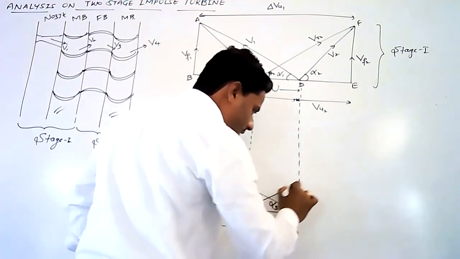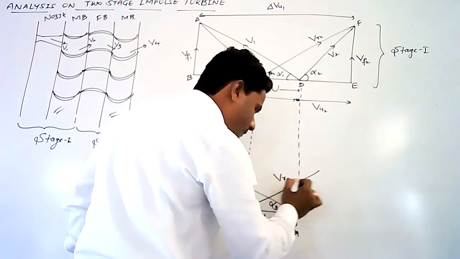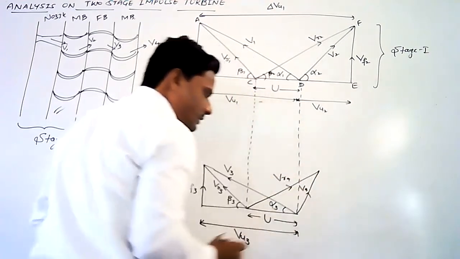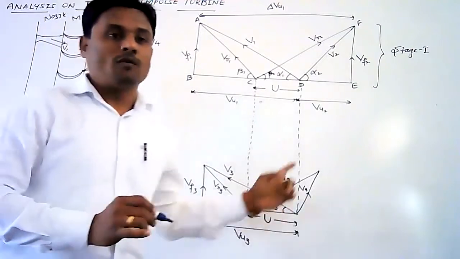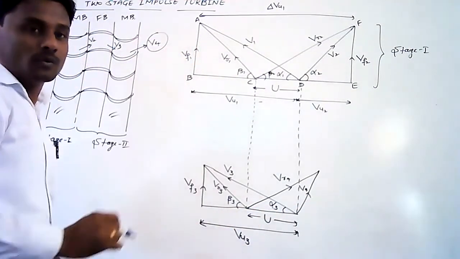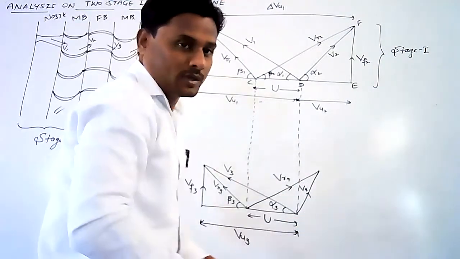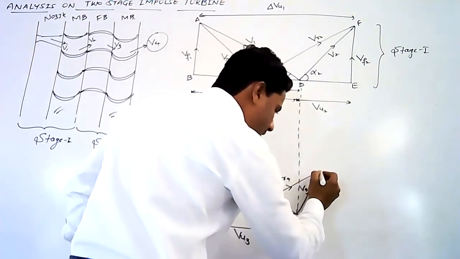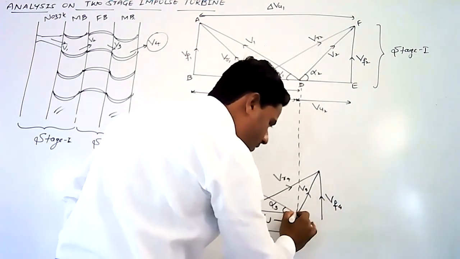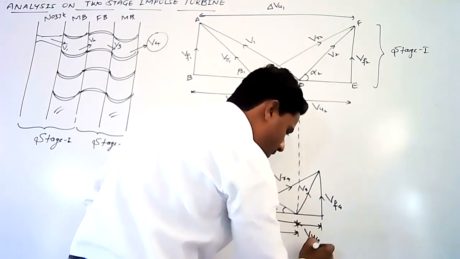Now for the outlet velocity triangle, the procedure remains the same. This will be VR4. This is V4. V4 is the absolute velocity of steam coming out from the second row of moving blades, the absolute velocity at the outlet. It has again two components, the vertical component VF4 and the horizontal component VU4, the tangential velocity component at the outlet.